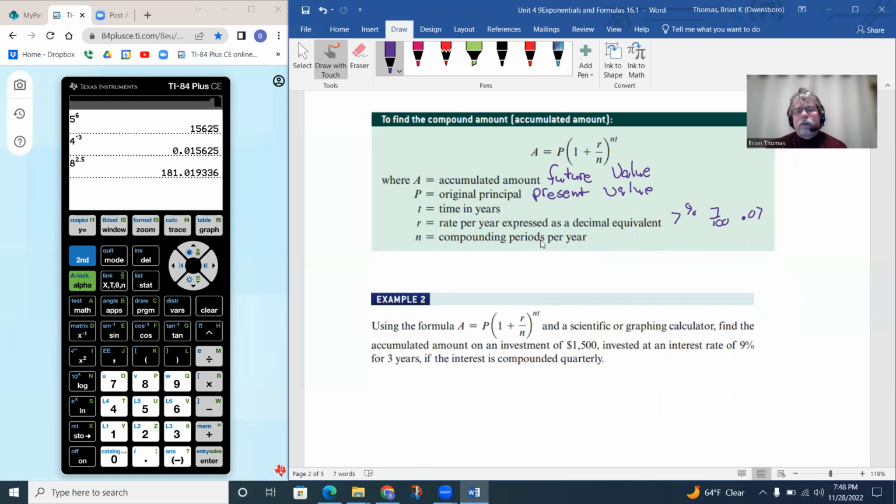N is going to be the number of times compounded in a year. So in compounding interest, we'll have to pick up on some vocabulary words as we move on. So this formula is how we actually calculate compounding interest. Like in a savings account, a lot of times it's compounded monthly or quarterly. This is a formula you would actually be using in that sense of compounding.